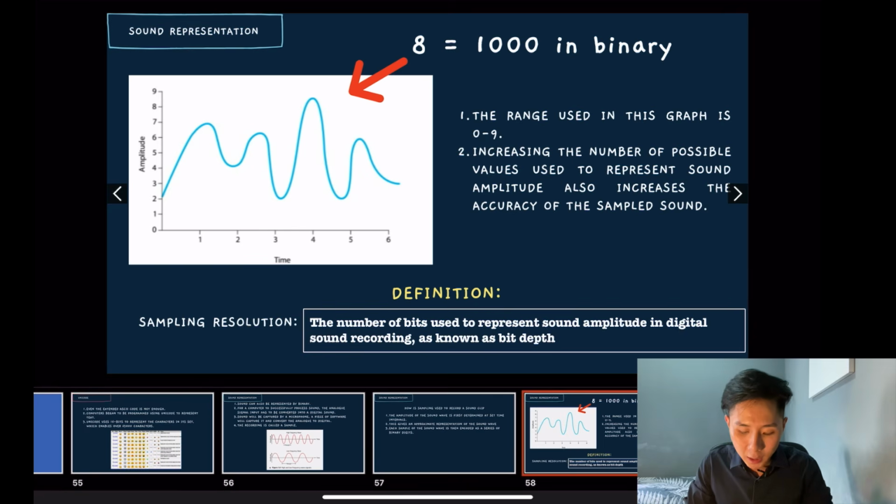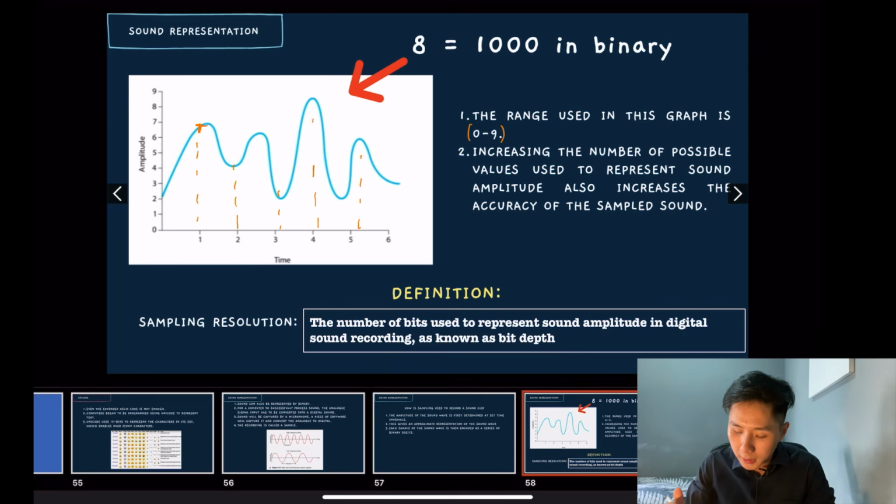For instance, here we have a sound graph, which records how loud the voice is at a particular time. So 1, 2, 3, 4, 5, 6. And at each time interval, the amplitude will be quantified. So the range that is used in this graph is from 0 to 9. So we know that 0 to 9 can be encoded into binary. So that's how a computer can read sound.